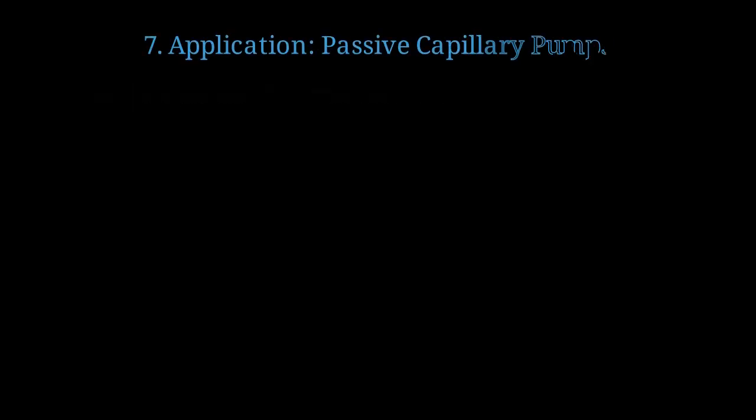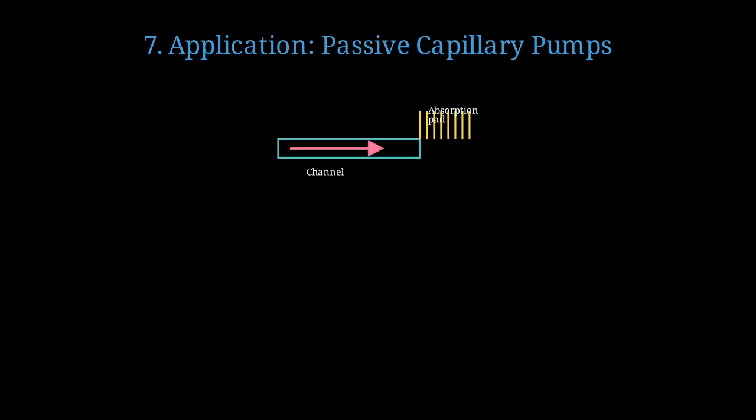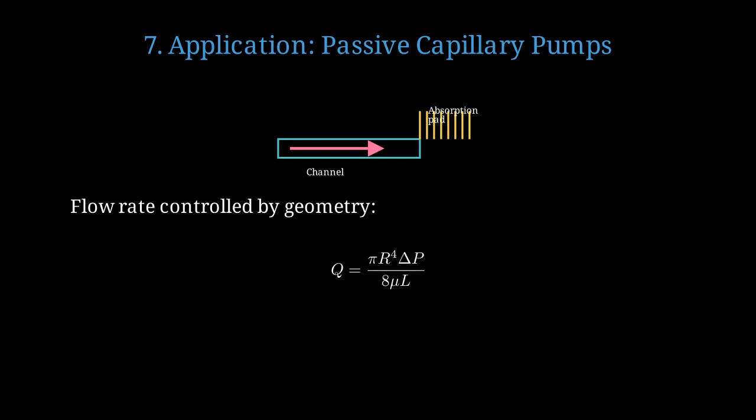Passive capillary pumps use surface tension gradients to move fluids without external power. A capillary pump uses a porous absorption pad at the end of a channel to continuously draw liquid through the system. The flow rate depends on channel cross-section, length, and the capillary pressure at the meniscus. Flow rate Q equals pi r to the fourth times pressure difference, divided by 8 times viscosity times length.